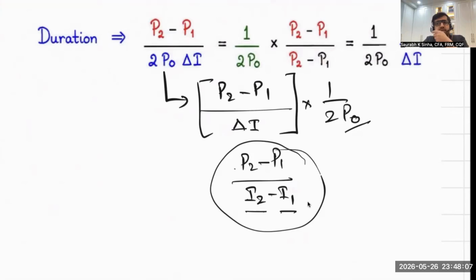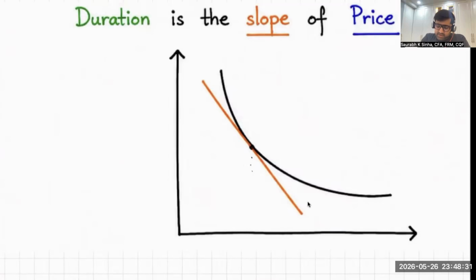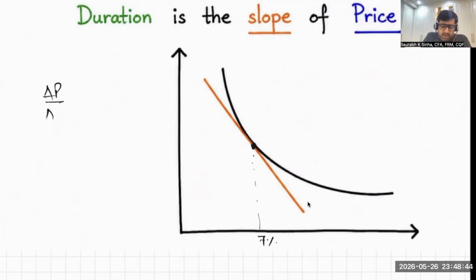But still, the essence of slope has not gone anywhere, right? So it means duration is nothing but the slope at the interest rate at which you're trying to find the duration. That is what the duration is. Okay, let's understand it properly. So basically, at this point, if this is my 7%, at 7%, duration represents the slope, which is delta P upon delta I. That is what duration is. Delta P upon delta I.